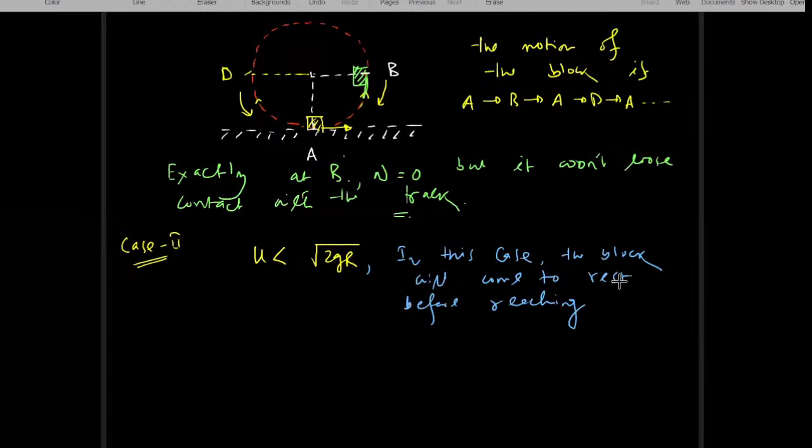So the block will come to rest before reaching point B. Right? If the block comes to rest before reaching point B, let us take a random example. For example, let us take u is equal to root under of gr. Just a random example I am taking, any velocity which is less than root under 2gr. So for this velocity, what will be the equation that we'll be using? Since velocity is becoming 0, I will write from equation 1.